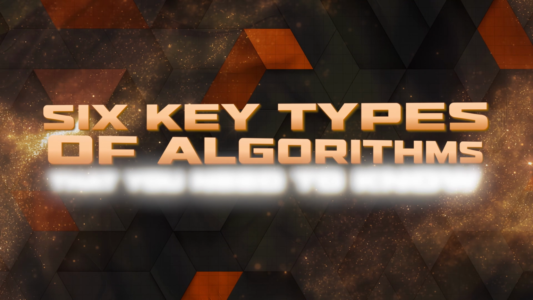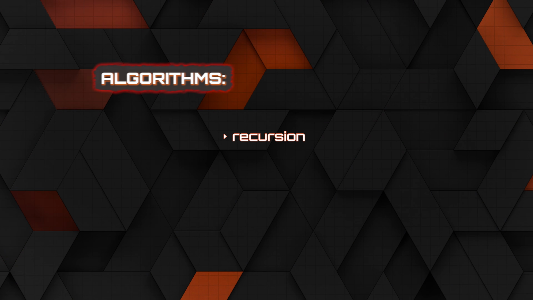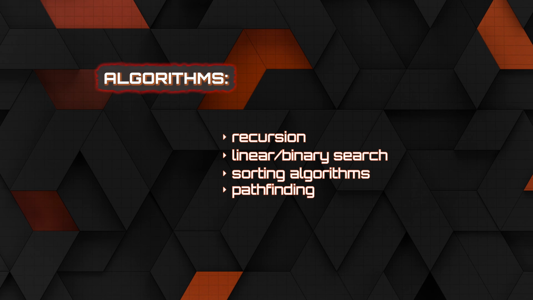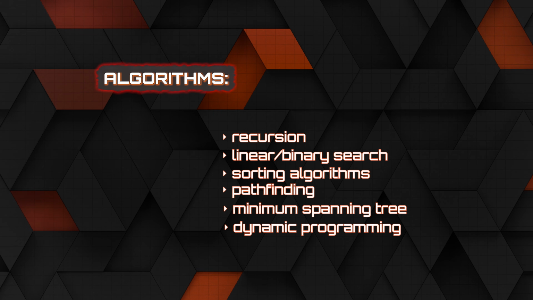In this video, I'll explain 6 key types of algorithms that you need to know and that will come up in any computer science course or potentially technical interviews. Now, the algorithms are as follows and can be navigated to from the video player below. So we have recursion, linear/binary search, sorting algorithms, pathfinding, minimum spanning tree, and dynamic programming.